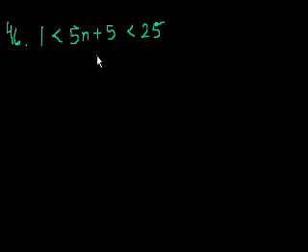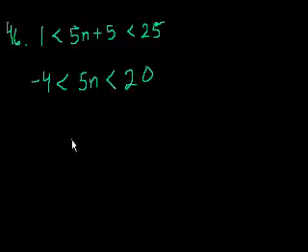So let's just try to simplify this a little bit. Let's subtract 5 from all sides of this double inequality. So if you subtract from everything, you get minus 4 is less than 5n, which is less than 20, right? So another way you could say it, let's just divide everything by 5. And because 5 is positive, you don't have to change the inequality. So you get minus 4/5 is less than n, which is less than 20 divided by 5 is 4.